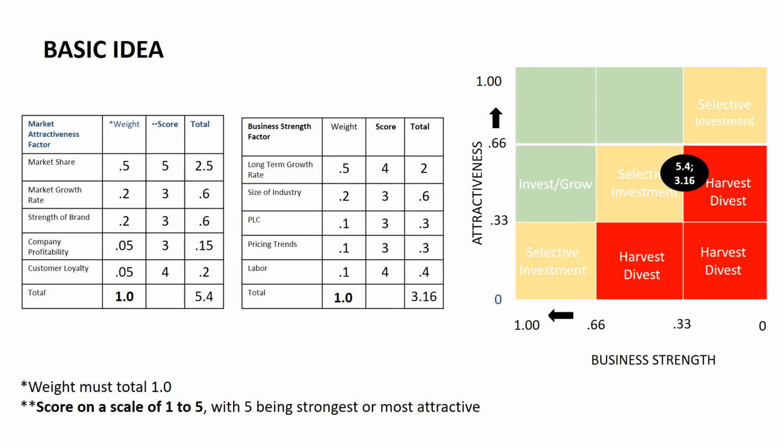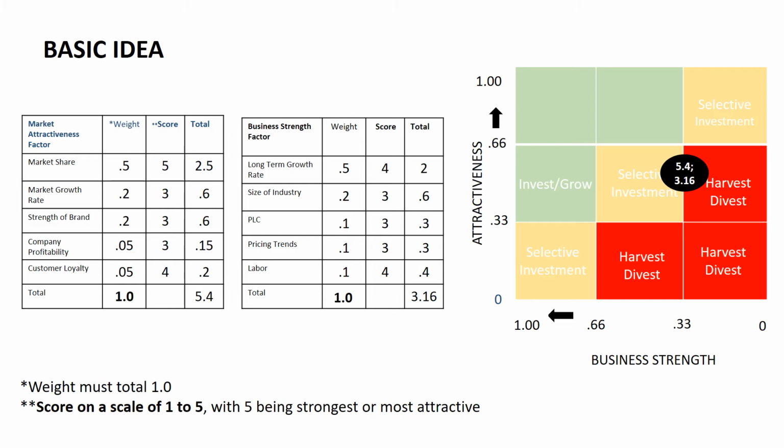First, you will need to weight each of the factors, but the total weight for all factors of one variable cannot be greater than 1. So look at the factors I have selected for market attractiveness. The first, market share, I think is fairly important, so it has a weight of 0.5. The next factor, market growth, I consider not as important, so it has a weight of 0.2. You will note that all of the factors add up to 1.